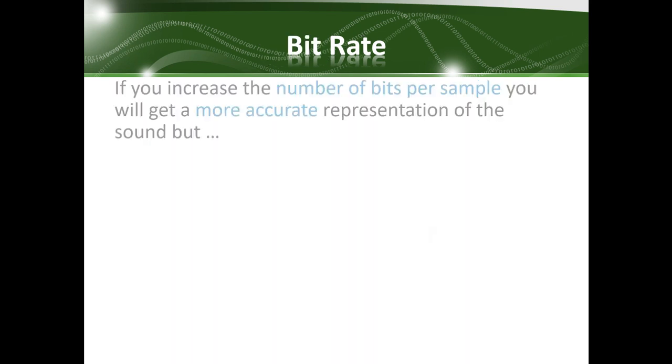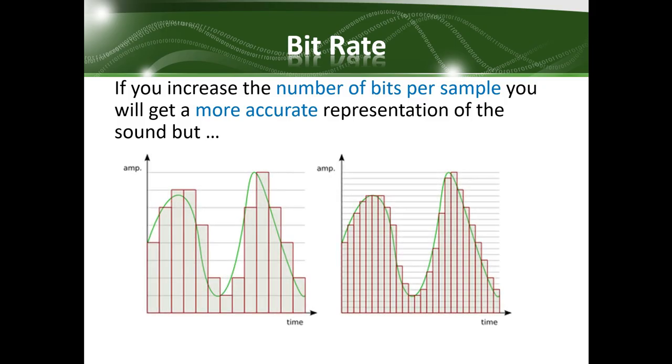Now, the other thing you can sample is the amount of information you measure per sample, and that's measured by a thing called bitrate. Again, with a low bitrate you've got less data to store, so a smaller file, but with a high bitrate you get a much more accurate representation of the sound, but also a larger file. So you get better quality, but a larger file.